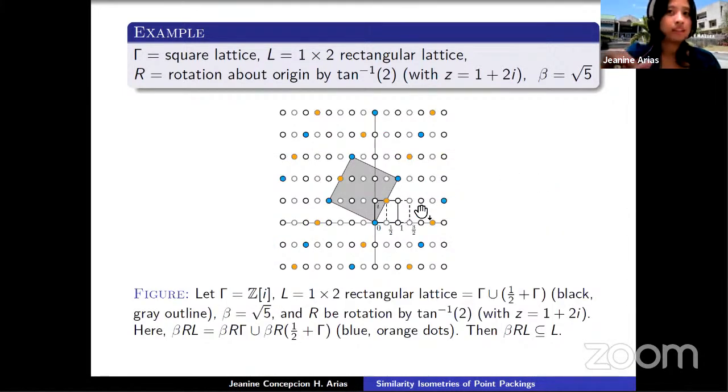And thus, beta RL is a similar subpacking of L. And note that not only is beta RL contained in L, beta RL also has the same shape as L, as it is also a 1 by 2 rectangular lattice, but just rotated and scaled.